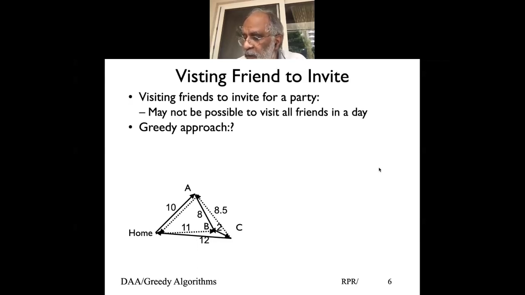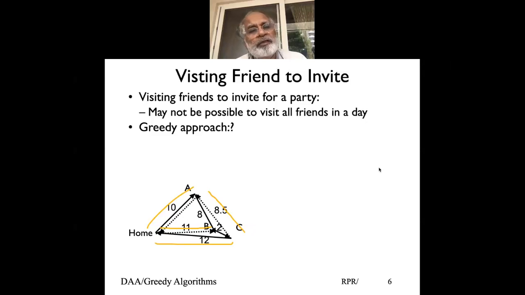B to C. As I'm saying, home to A is 10 kilometers, home to B is 11 kilometers, home to C is 12 kilometers, A to C is 8.5, A to B is 8, and B to C is 2. Now, if I were to take a greedy approach, the objective is to invite all three of them and come back home.